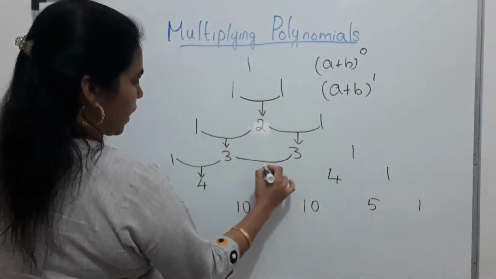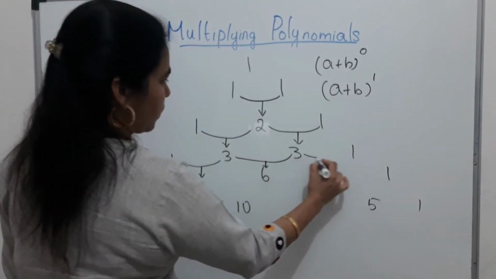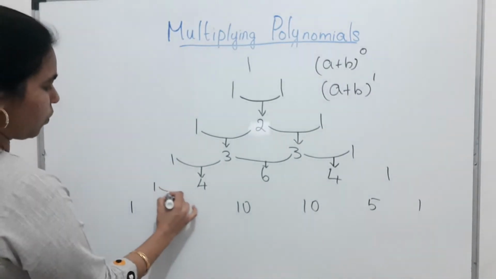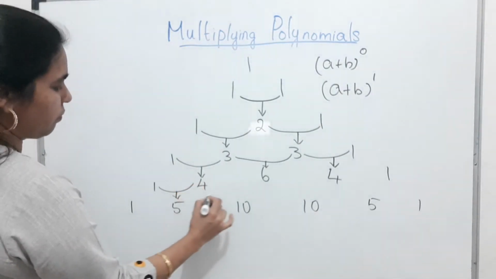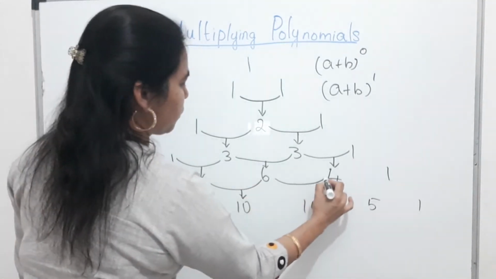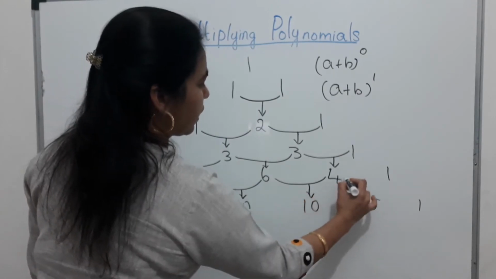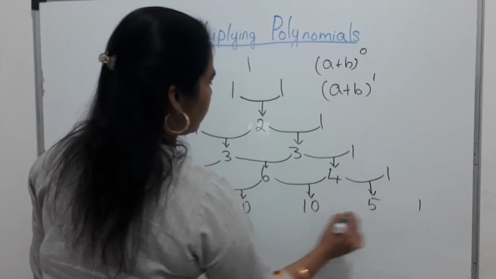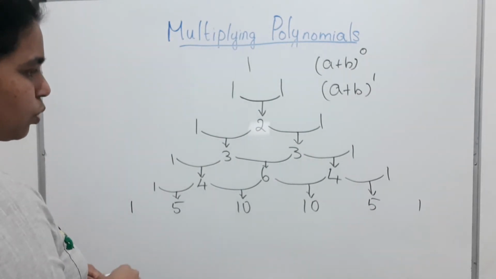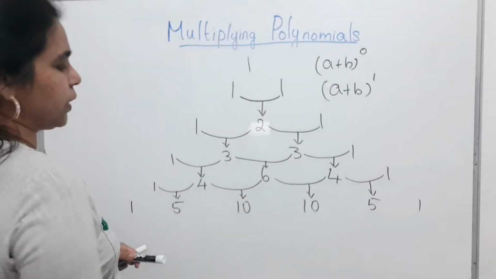3 plus 3 is actually 6. 3 plus 1 is actually 4. And now 1 plus 4 is actually 5. 4 plus 6 is actually 10. And 6 plus 4 is 10 again. And 4 plus 1 is 5. Okay, this is how you can write the Pascal's triangle. So you will not confuse if you learn in this way.